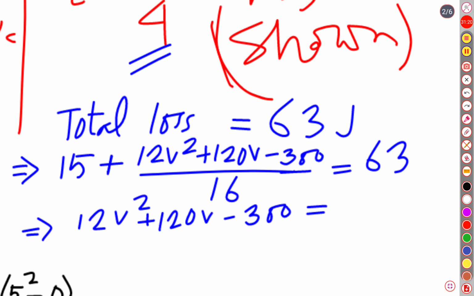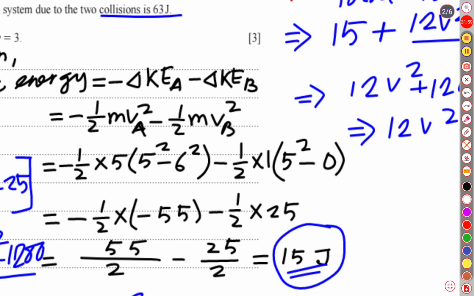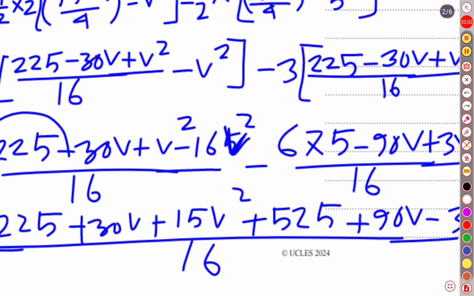48 into 16, let me calculate this. It is going to be 768. Well, if we form a quadratic equation, 12 v square plus 120 v, then it is going to be minus 300. Will it be minus 300 or plus 300? I think it should be plus 300. Why should it be plus 300?